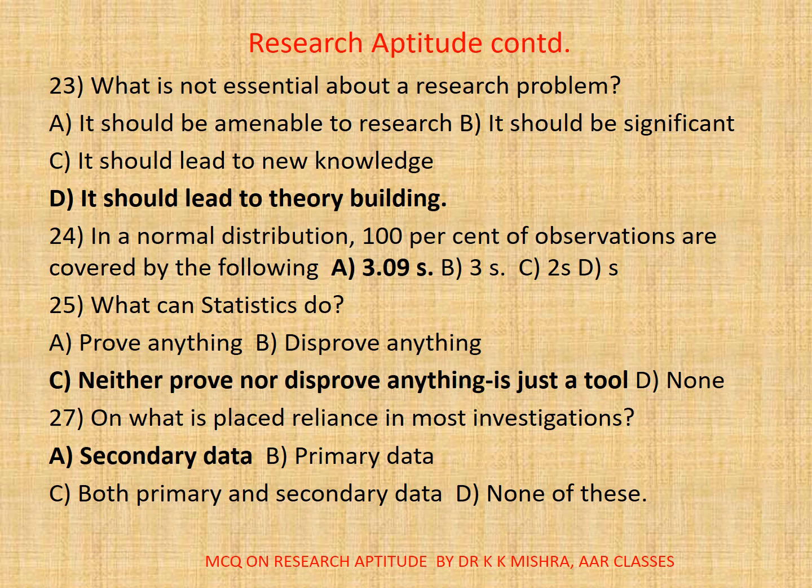24. In a normal distribution, 100% of observations are covered by the following: A. 3.09, B. 3, C. 2, D. S. Standard deviation. So correct option is A. 25. What can statistics do? C. Correct option here is C. Neither prove nor disapprove anything. It's just a tool.